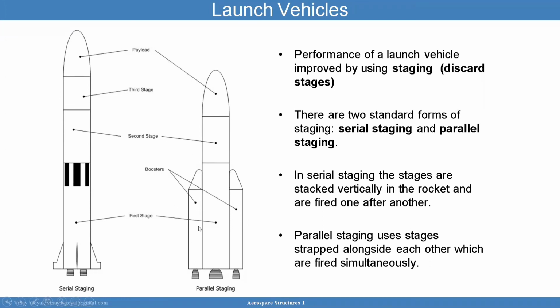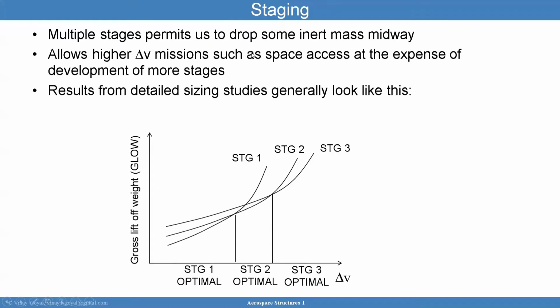These strap-ons can be sized very carefully to provide the maximum performance. Looking at staging, multiple stages permit us to drop some inert mass midway. That's a benefit: if you have multiple stages, you can drop a stage and reduce inert mass. You drop it out and now you have less mass that you're carrying. That allows even higher delta V missions, such as space access, at the expense of development of more stages.